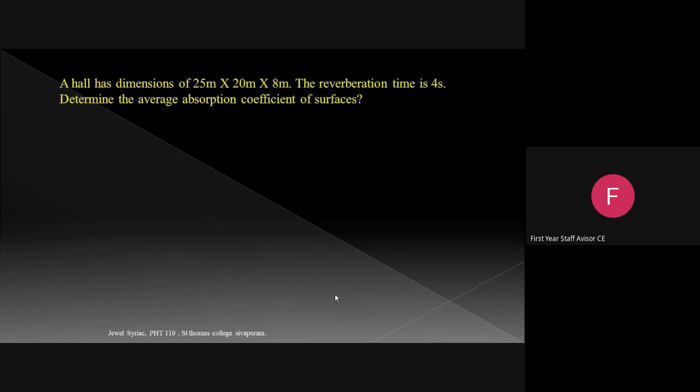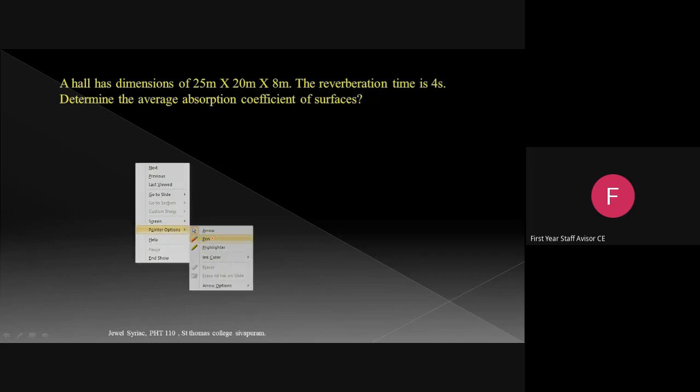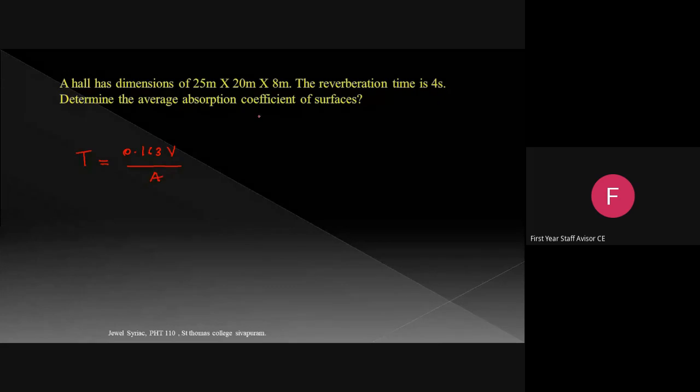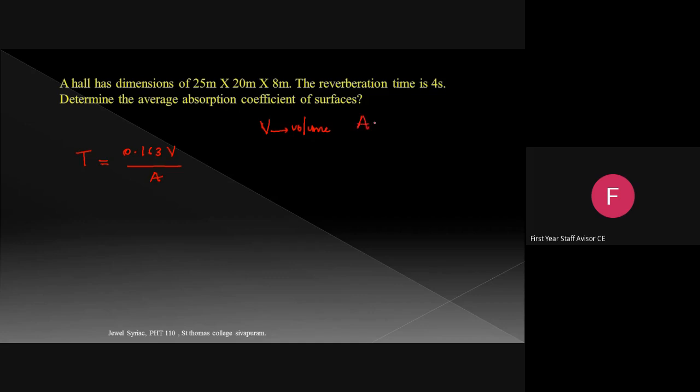So what is Sabine's formula? Sabine's formula says that reverberation time T is equal to 0.163 V by A. What is V? V is the total volume of the hall. What is A? A is the total absorption.